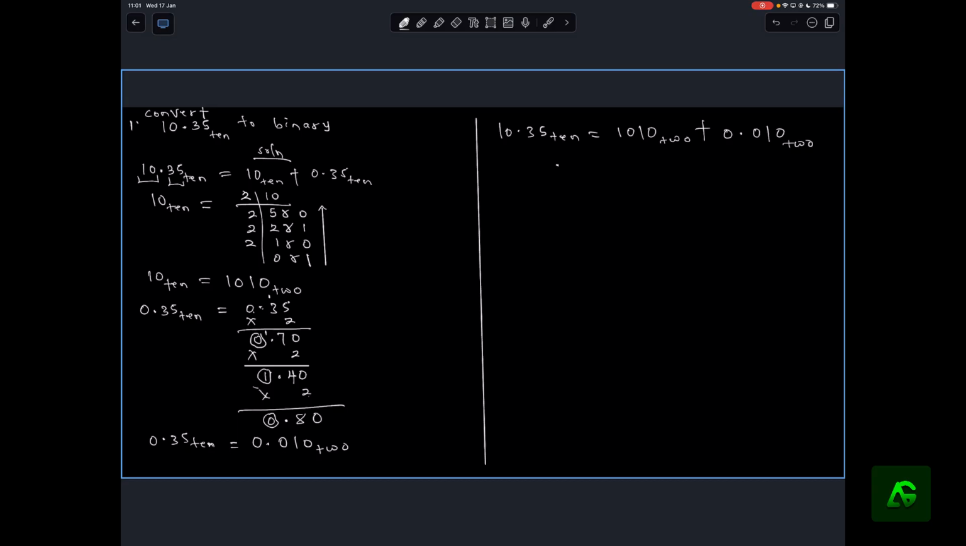So when we add this plus this, we only add to the integral part of this one. So the answer is going to be 1010 point 0.010 in base 2. So this is what we are going to have as our answer for this question.